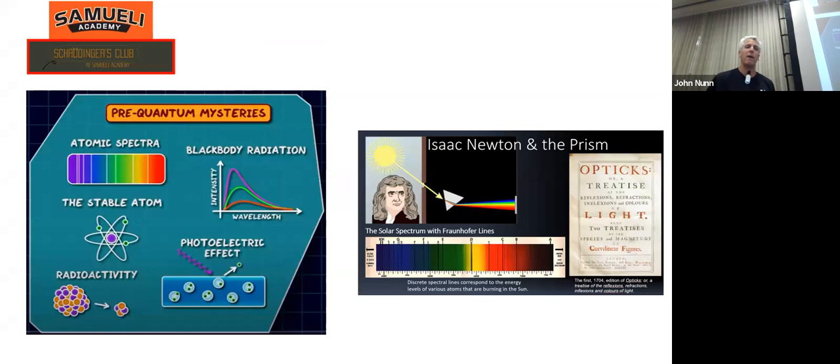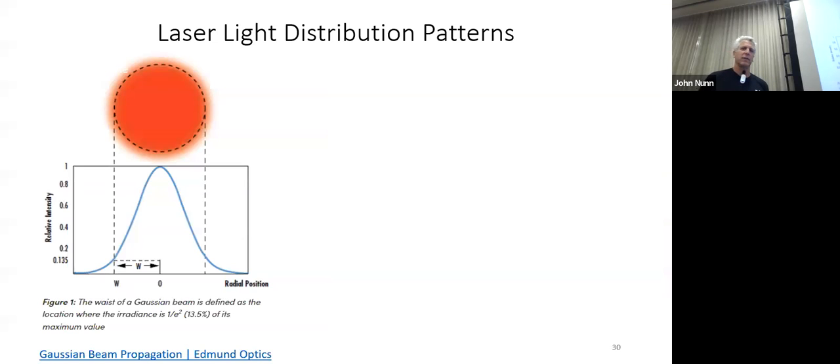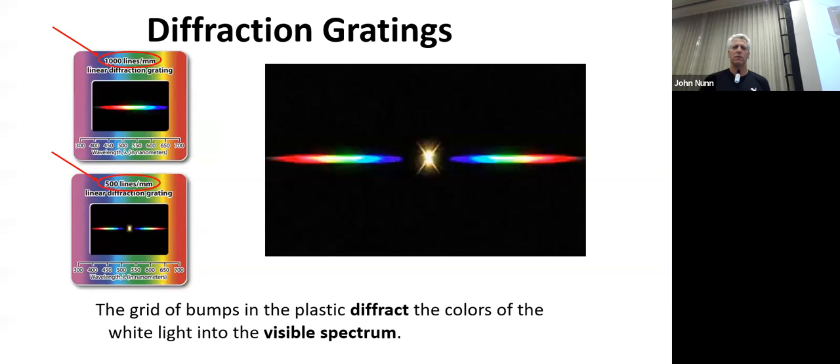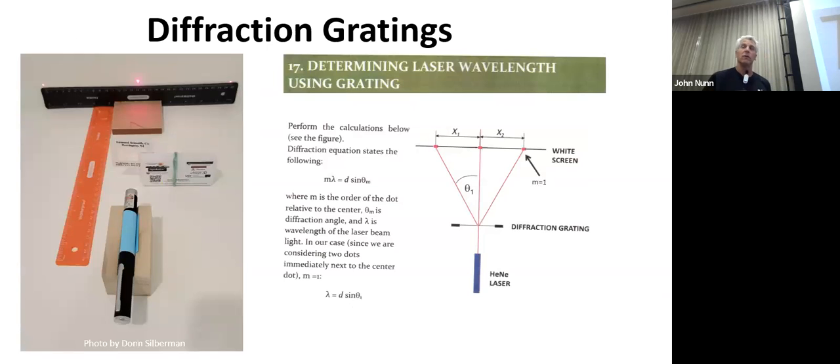Also talk about atomic spectra. That was a pre-quantum mystery. Why were there discrete energy levels in atomic spectra? Talk a little bit about distribution patterns, diffraction gratings. I have 100 line pairs per millimeter and 50 line pairs per millimeter. So those two different diffraction gratings diffract the spectra or a laser beam at different angles. Show them about that. Get them to do some measurements with the laser and diffraction gratings.